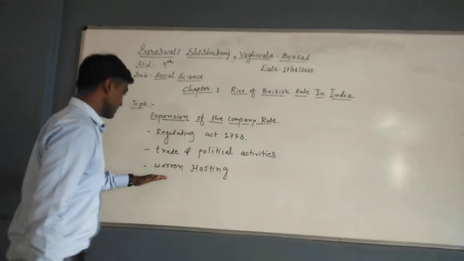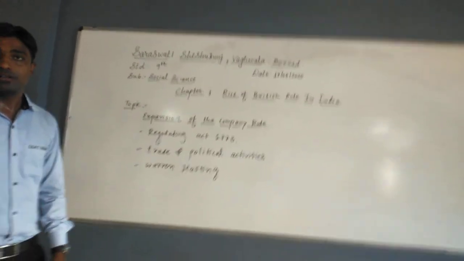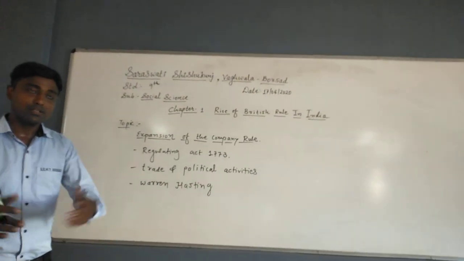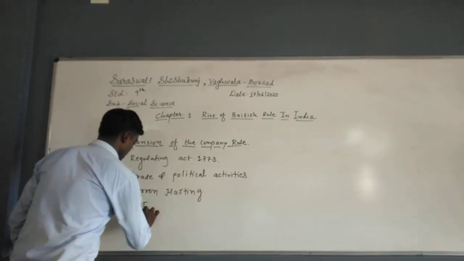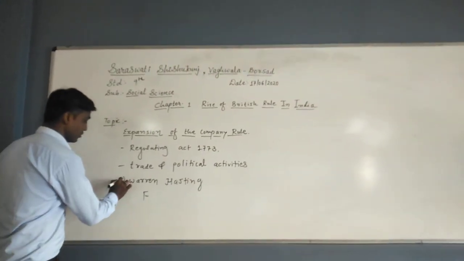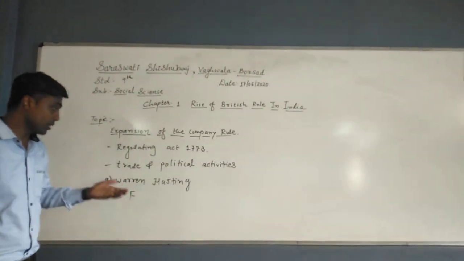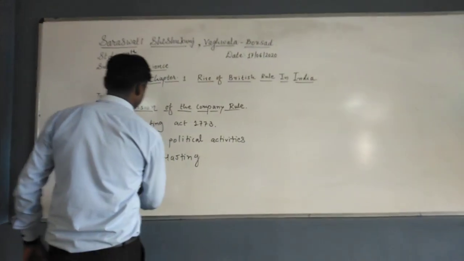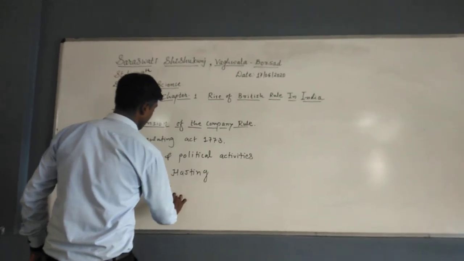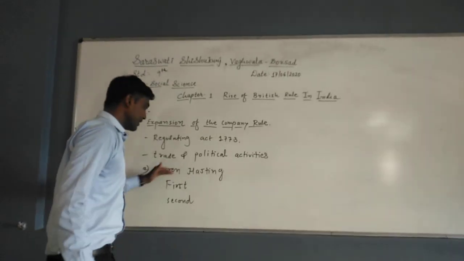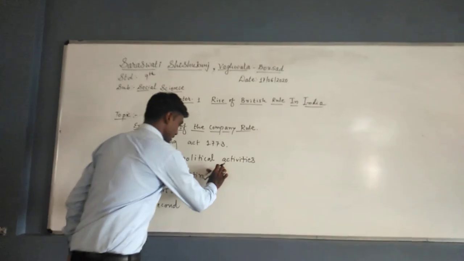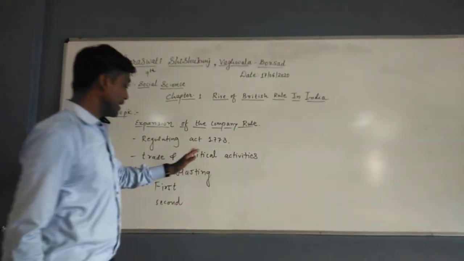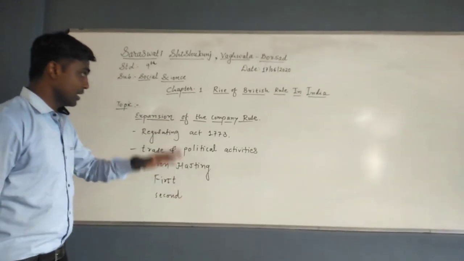Warren Hastings became the first Governor General. Now when he became the Governor General, he waged a war. Which one? Please remember that, as it might be asked by name or number. First and second. While Warren Hastings became the Governor General, here I have written only G. Hastings.